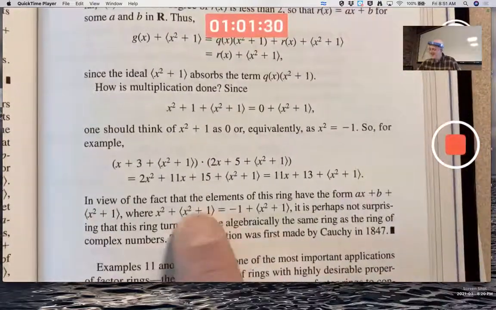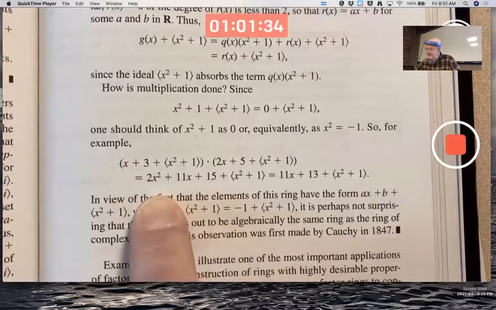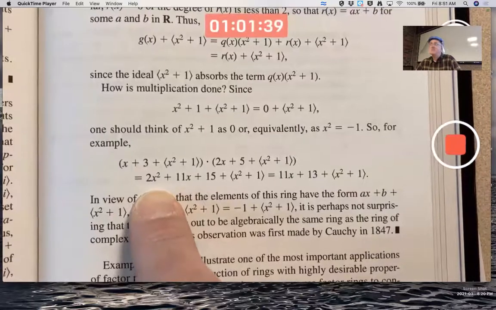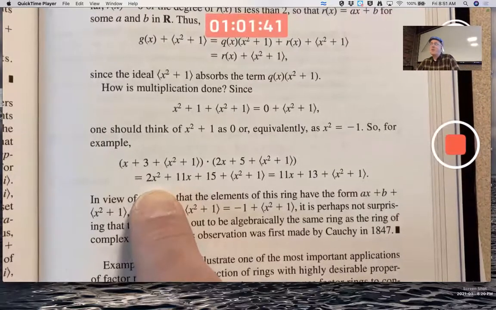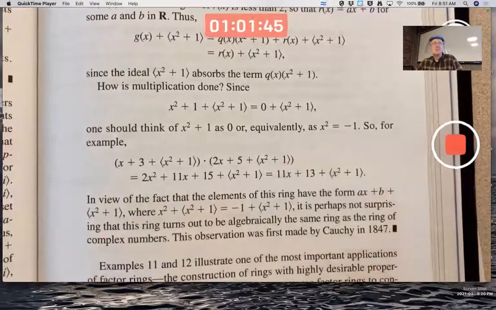We're out of time. You can do this for higher degree polynomials as well. You could replace x cubed with -1 times x. You could replace x to the 4th with -1 squared, which is +1. Any x to the 4th could be replaced with +1.